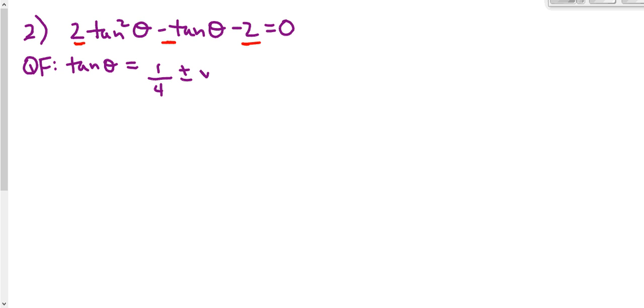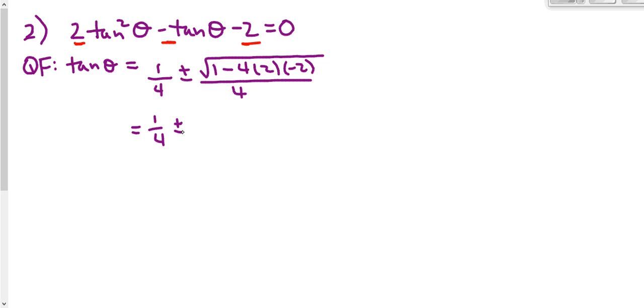Plus or minus the square root of b squared, 1, minus 4ac, so minus 4 times 2 times negative 2, over 2a, over 4. So we get 1/4 plus or minus square root 17 over 4. And that is equal to tangent theta.